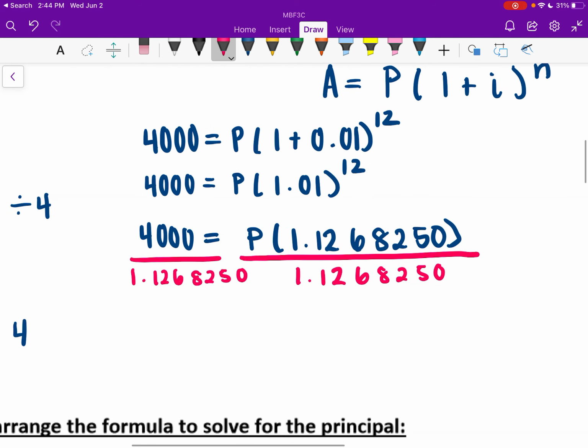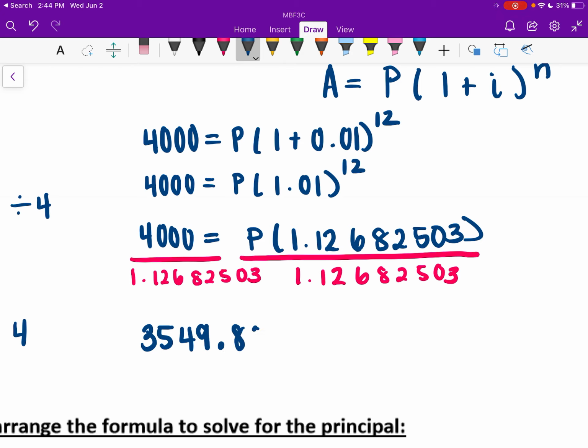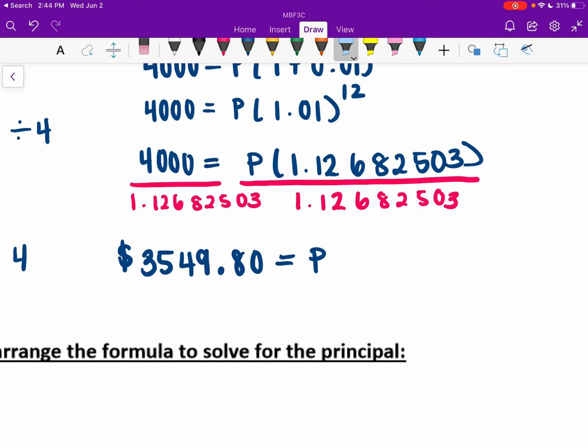So I'm going to do 4,000 divided by 1.1268250, 3, I think. I even added a 3 at the end of it in my actual original calculations. So I'm just going to do that. And if I put that all into my calculator, I'm going to get 3,549.80. And I like to leave the dollars always as 2 decimal places only, is equal to my principal amount.